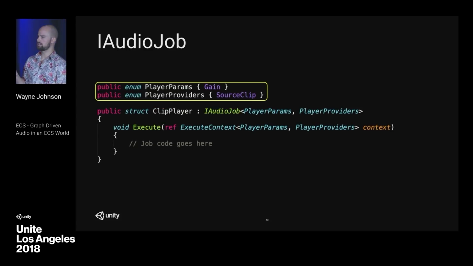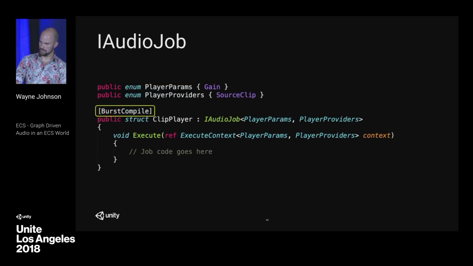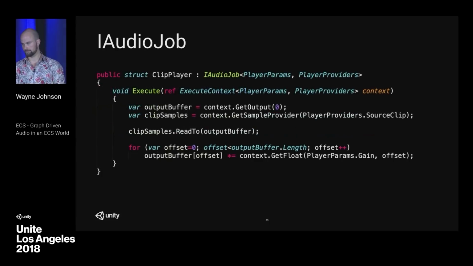So let's quickly create one of these, just to give you an example of what's going on. Let's create a player that reads samples from a sample provider, an audio clip, and applies a gain to those samples on the output, and it pushes those samples to its output, which are mixed somewhere else in the graph. Of course, we put this Burst compiler flag on so that we get really native performant execution.